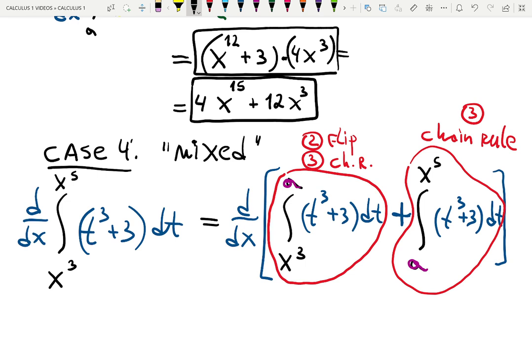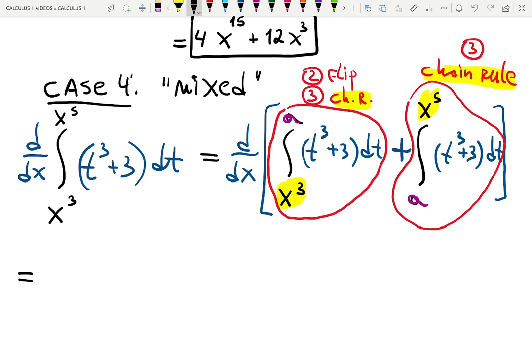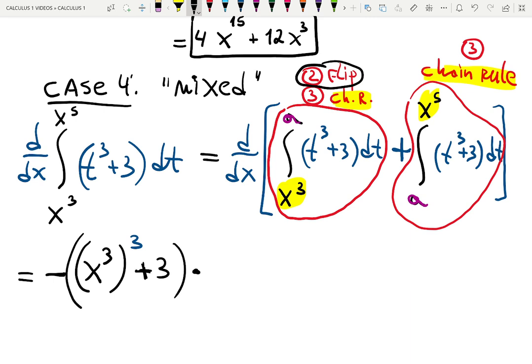And then don't forget, each time when you use chain rule, you have to multiply by the derivative of the function inside. For the first integral, it will be the derivative of x cubed, and for the second case, it's going to be the derivative of x to the 5. So I will do it quickly and see if you can catch up. The negative sign shows up because I have to flip the integral, so it starts from a, and then I will substitute x cubed into t. So x cubed now is cubed plus 3. I will also put parentheses outside and multiply by the derivative of x cubed. So it becomes 3x squared. And I'm done with the first integral. I'll put it in brackets for you.